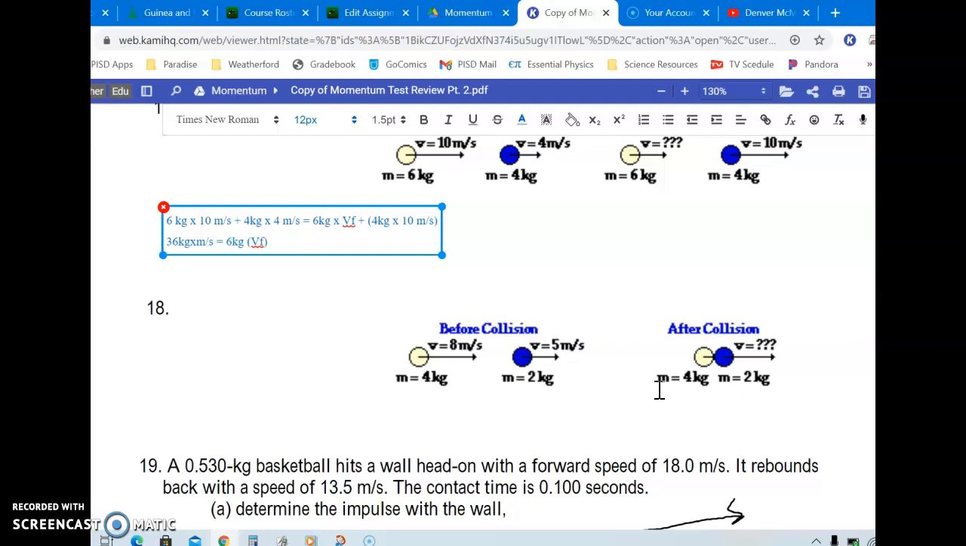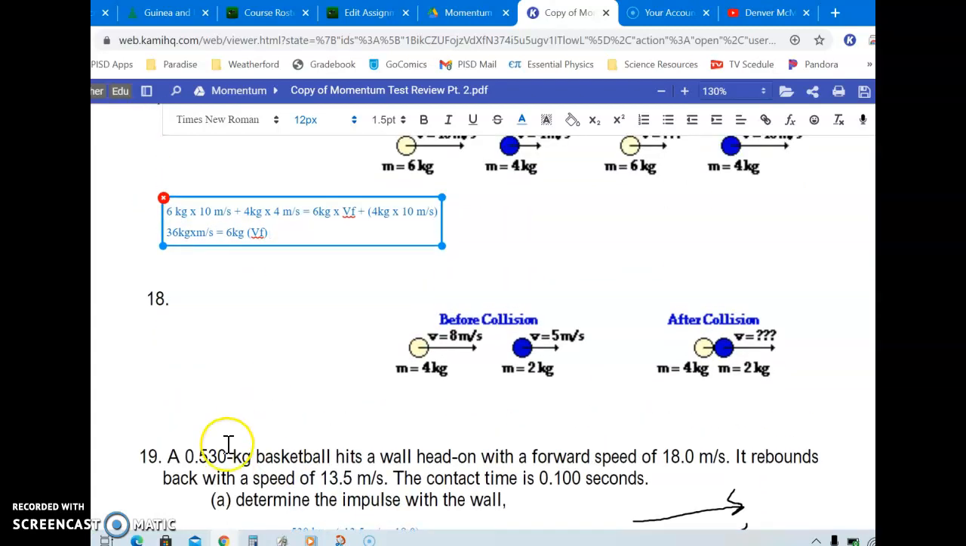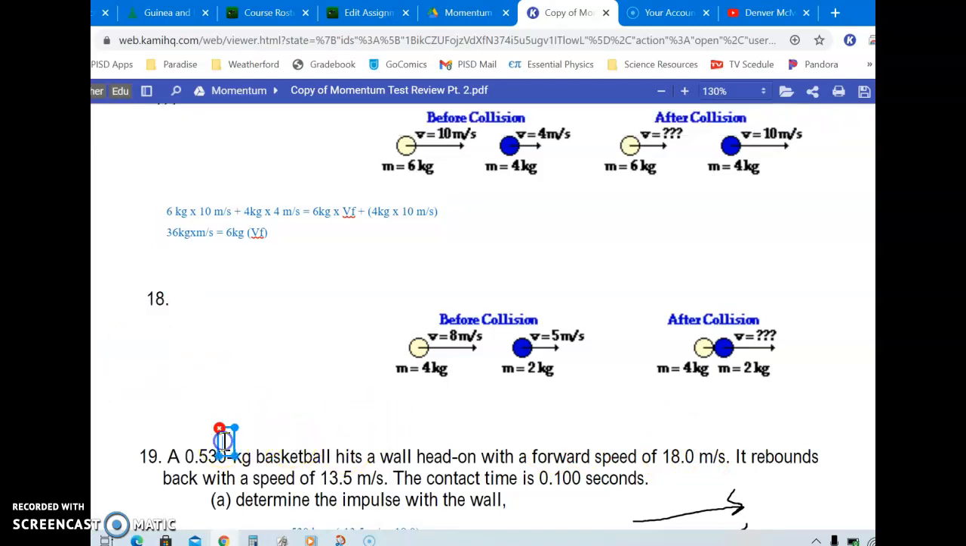First of all, let's find the impulse. If we look at the formula, impulse is force times time. We don't know that. We know the kilograms, which would be mass. So this would be our mass.